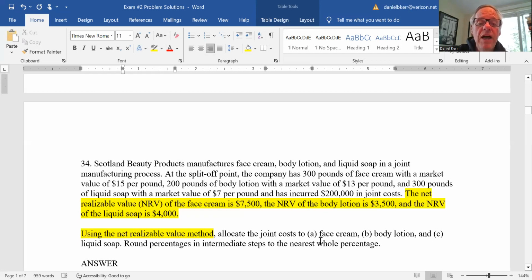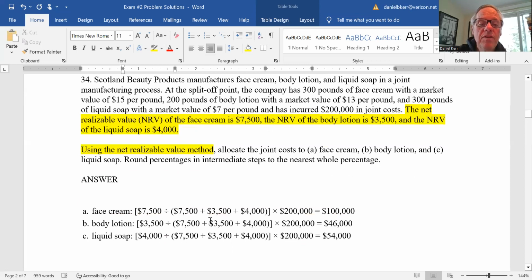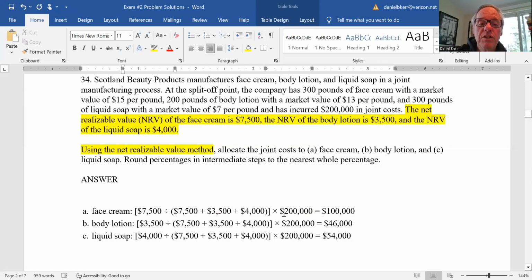So net realizable value of face cream is 7,500, body lotion is 3,500, and soap is 4,000. You add them up: 7,500, 3,500, and 4,000. So that's your denominator. What's that? That's 15,000. So 7,500 divided by 15,000, with the total amount of joint cost that you were allocating given at 200,000. So 50% of those joint costs go to face cream.